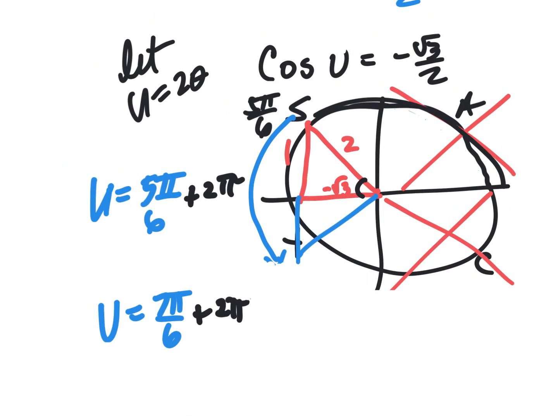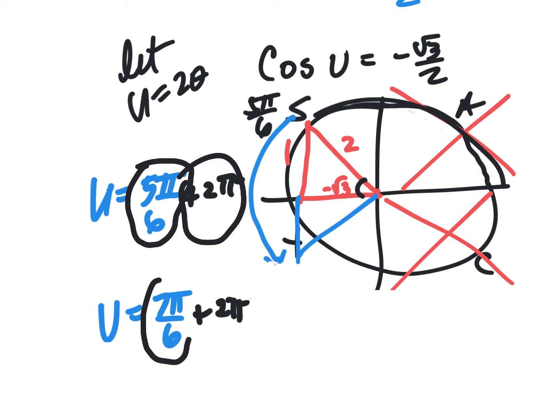Okay, now my next step is, this answer is one of my answers. Then I add 2 pi to it to get another answer. And then this answer is going to be one of my answers. And then I'll add 2 pi to it to get another answer. But do I really want to add 2 pi? No. So here's why.